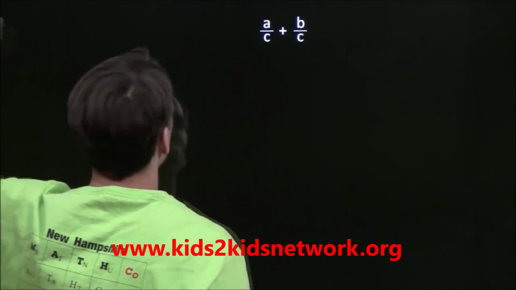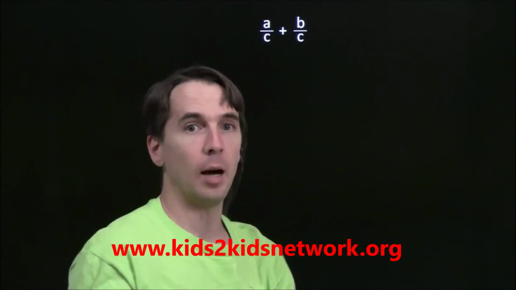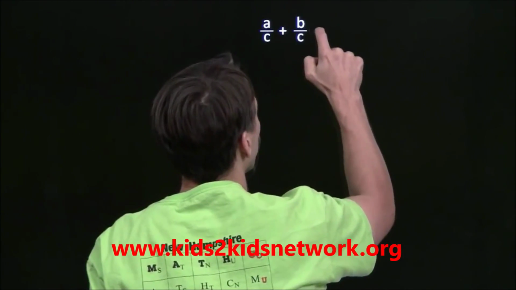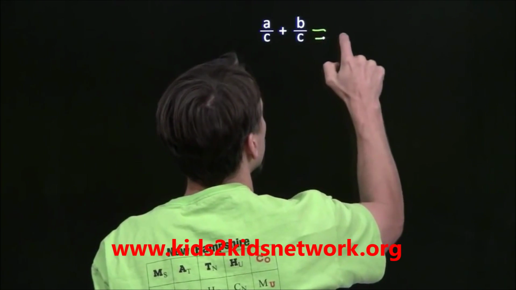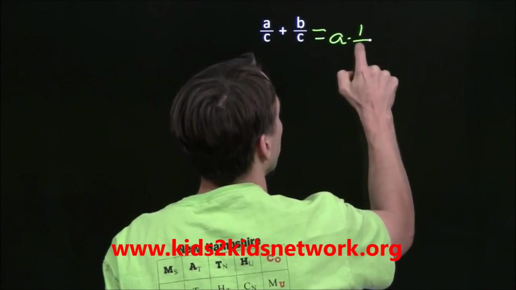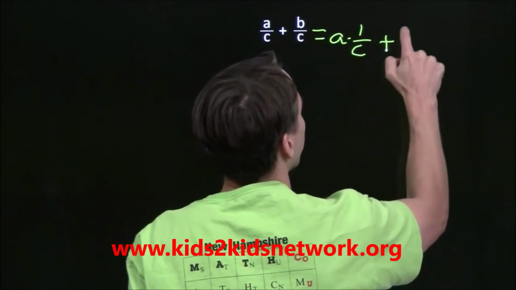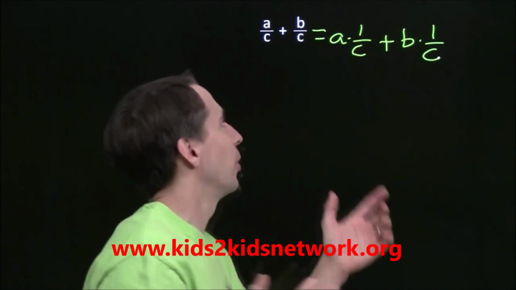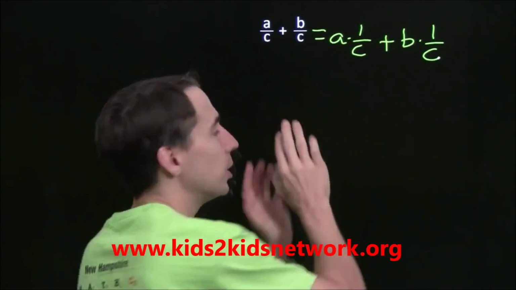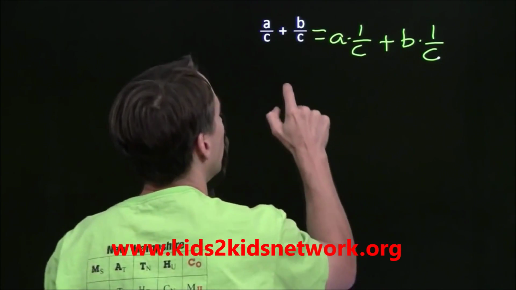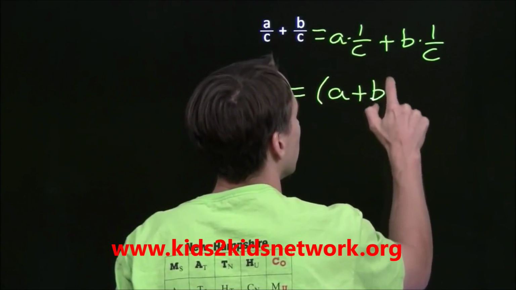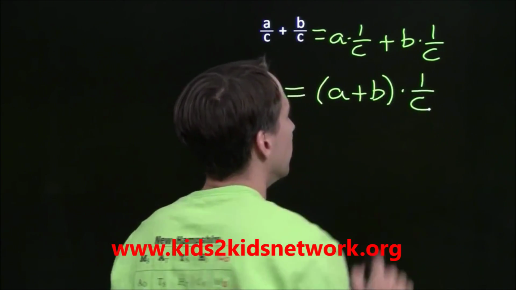Here we go. So we got two fractions here with the same denominator. They both have c as the denominator. Let's see if we can add these by just adding the numerators. So a over c, that's just a times 1 over c. And b over c, that's just b times 1 over c. It worked. Of course it worked. Now we can use the distributive property. We can factor the 1 over c out. And we get a plus b times 1 over c. That worked.